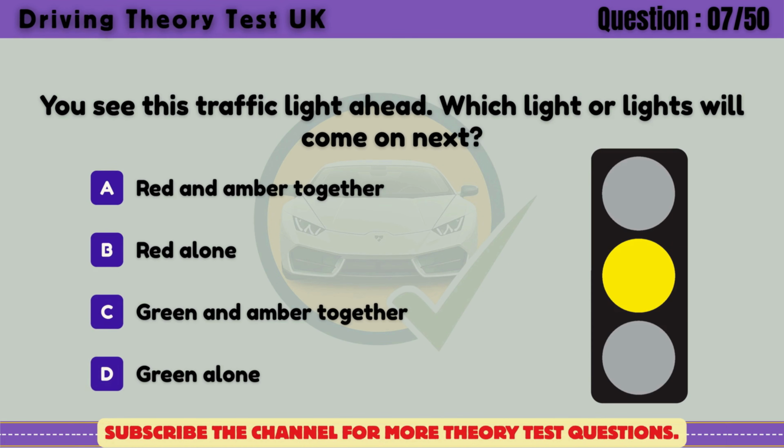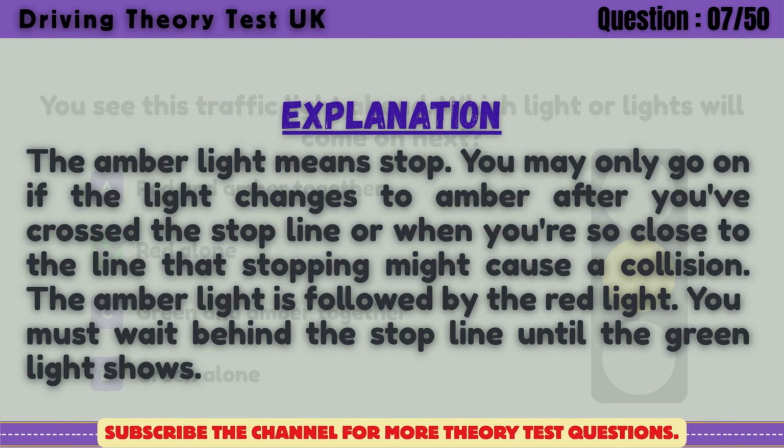Question 7. You see this traffic light ahead. Which light or lights will come on next? Option A. Red and amber together. B. Red alone. C. Green and amber together. D. Green alone. Answer is B. Red alone. The amber light means stop. You may only go on if the light changes to amber after you've crossed the stop line or when you're so close to the line that stopping might cause a collision. The amber light is followed by the red light. You must wait behind the stop line until the green light shows.